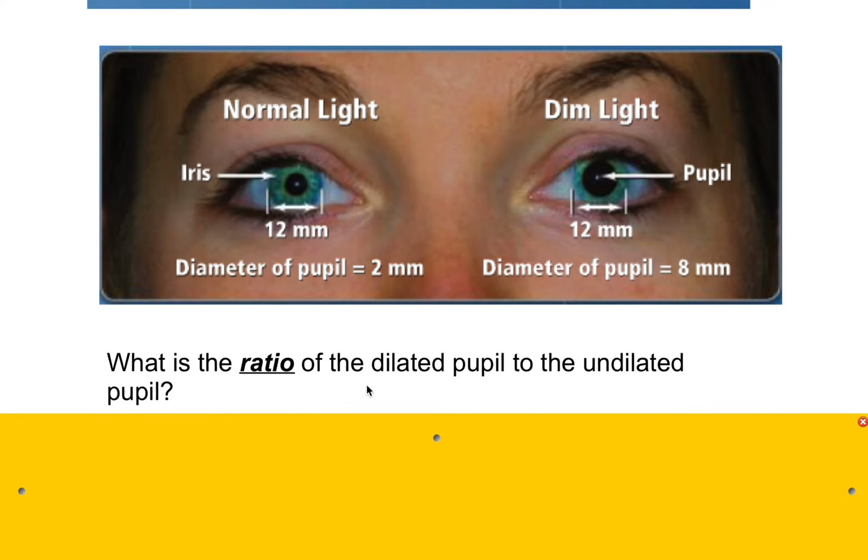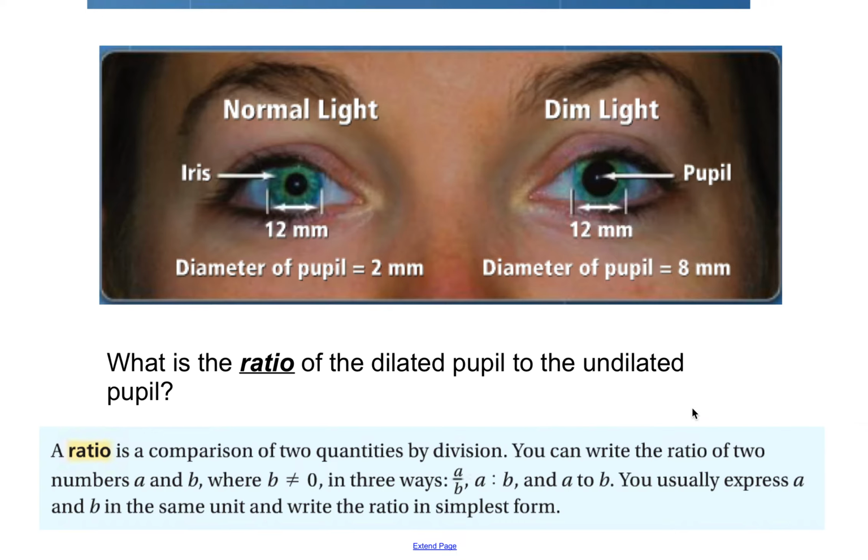Well, before we start talking about the ratio of the dilated to the undilated, we first have to talk about what a ratio is. So this is a refresher from algebra. So let's take this down. A ratio is a comparison of two quantities by division. That's all it is. You can write a ratio of two numbers a and b in three different ways.